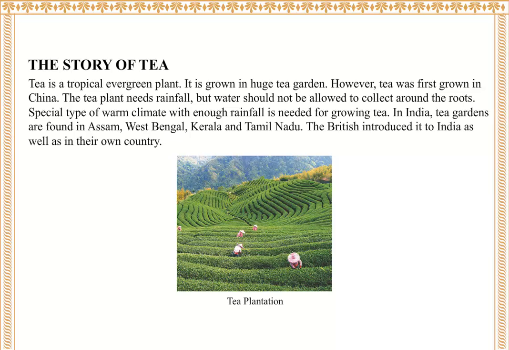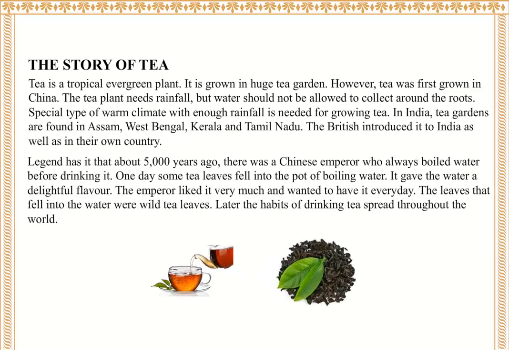The British introduced it to India as well as to their own country. Legend has it that about 5,000 years ago, there was a Chinese emperor who always boiled water before drinking it. One day some tea leaves fell into the pot of boiling water. It gave the water a delightful flavor. The emperor liked it very much and wanted to have it every day. The leaves that fell into the water were wild tea leaves. Later, the habit of drinking tea spread throughout the world.